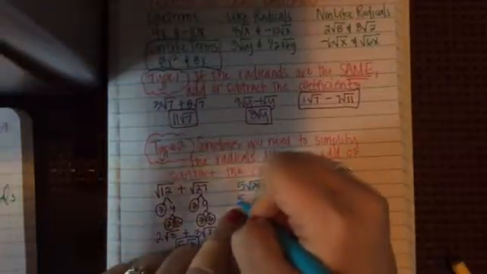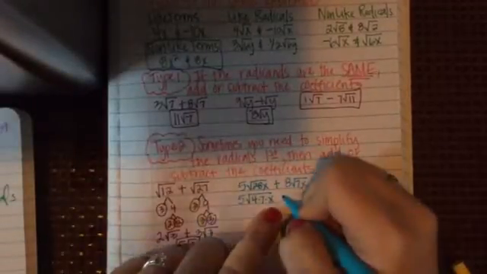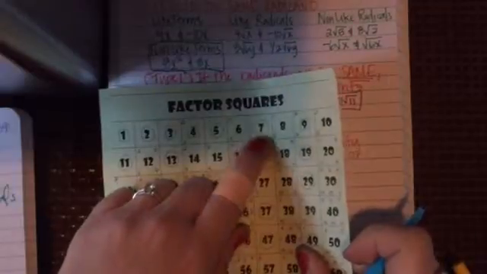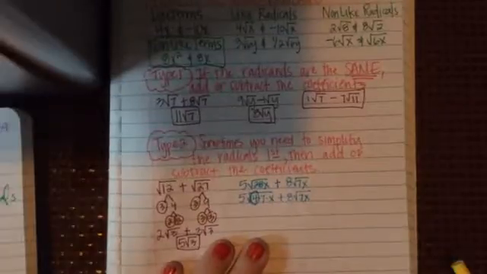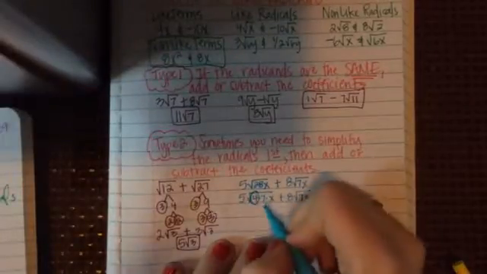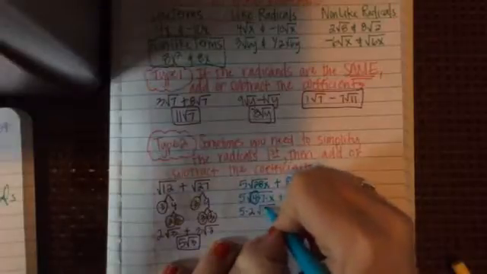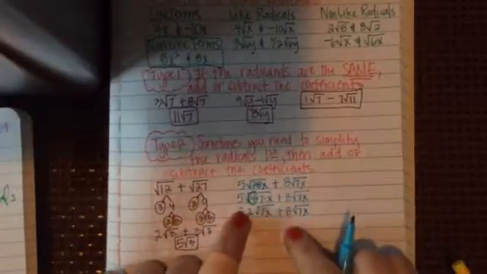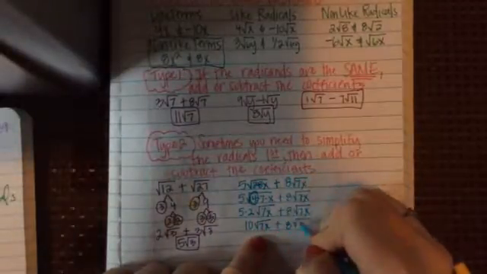So I'm going to rewrite this as 5 times radical 4 times 7 times x. And I'm going to put plus 8 radical 7. Does 7 have any factors? No, it's prime. So I'm just going to leave it there. It has no factors. And if I look, what is the square root of 4? Square root of 4 is 2. So this becomes 5 times 2, and then 7x is left behind, plus 8 radical 7x. If I simplify, 5 times 2 is 10 radical 7x plus 8 radical 7x.